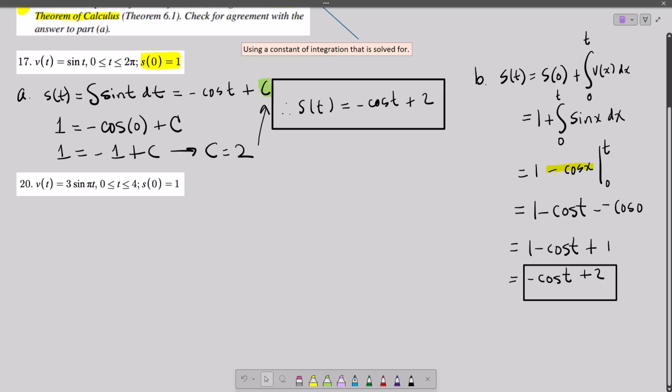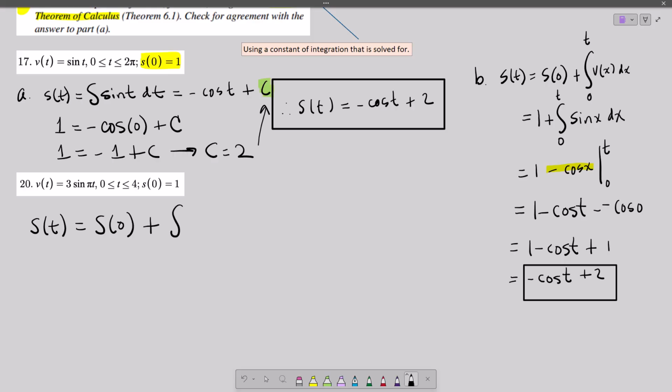Okay. Let's try one more. This one, we're going to do it that way. So let's write down the formula first. So the position is the initial position plus the change in position on the interval 0 to t. We need to use a dummy variable because we can't have t in two places at once. So that's our formula for position.